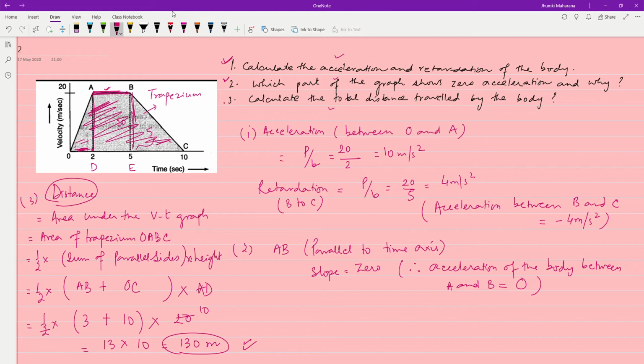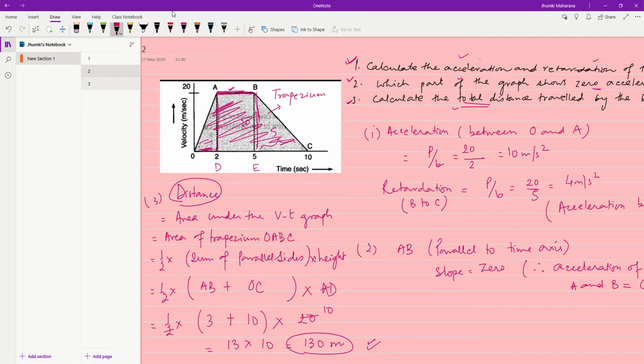So we have solved these three questions. We have found out the acceleration, we have found out the retardation, then we have found out the part where we have zero acceleration. We have also calculated the total distance traveled by the body. Now let us move on to the next question.